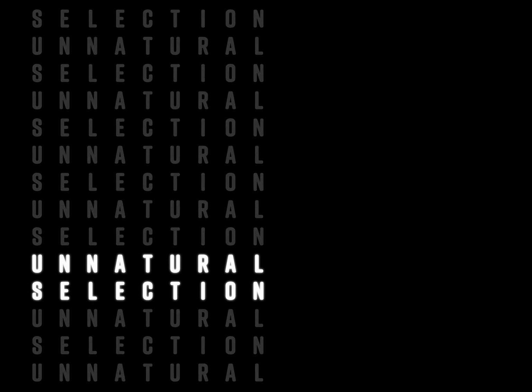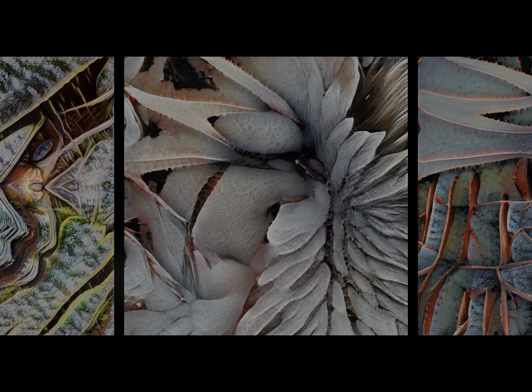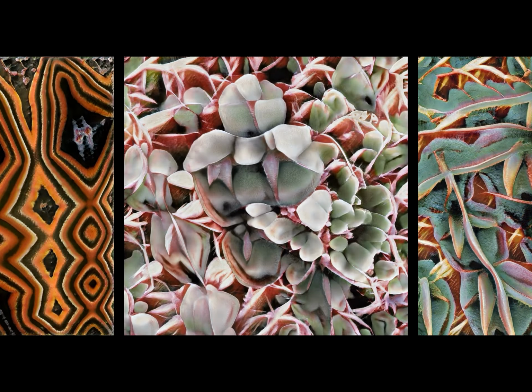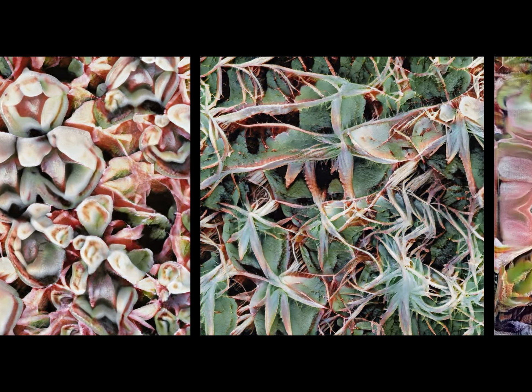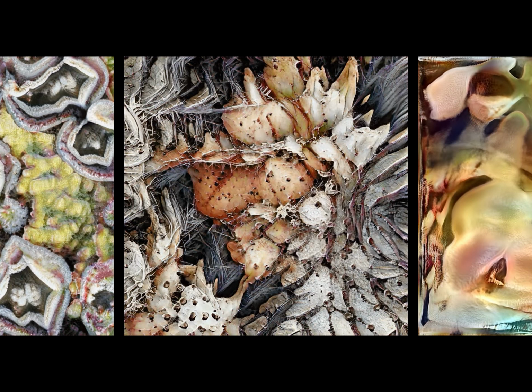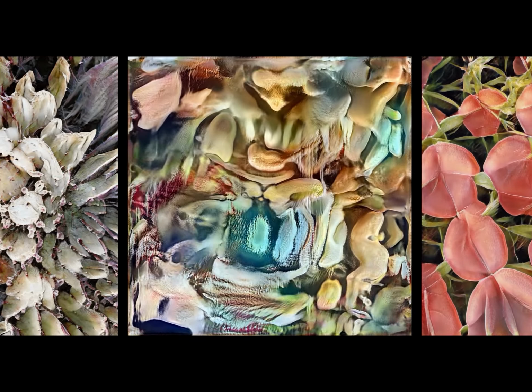Unnatural Selection is a collection of 30-second looping video artworks made using artificial intelligence and algorithmic image manipulation on source photographs of natural and organic forms created by the artist known as Madbutter. These artworks are available as one-of-one NFTs minted on the Ethereum and Tezos blockchains.